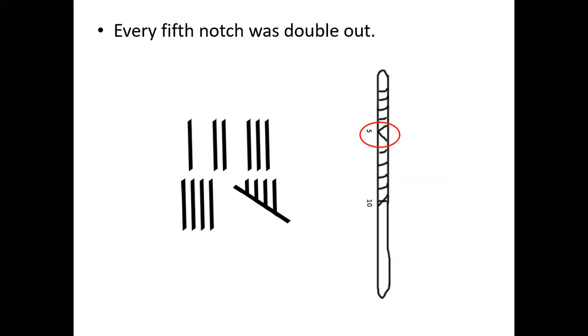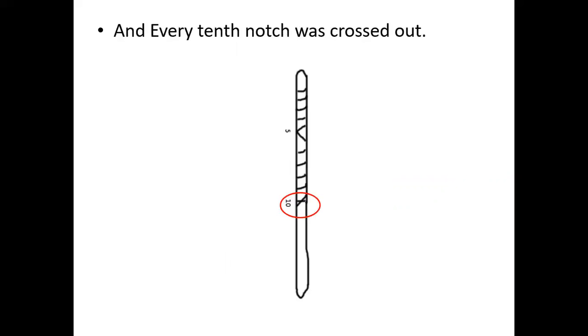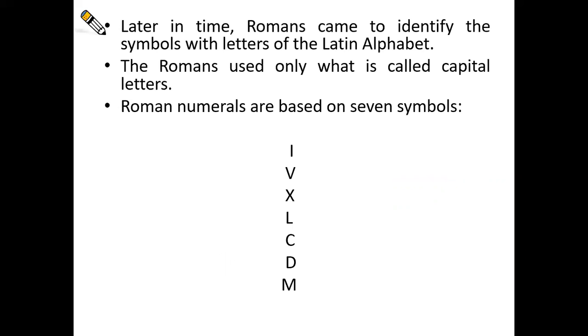Does it look familiar? And then every 10th notch was crossed out. Yes, and now you can see the resemblance. Later in time, Romans came to identify the symbols with letters of the Latin alphabet. The Romans used only what are called capital letters. So the Roman numerals are based on seven symbols: an I, a V, an X, an L, a C, a D, and an M.